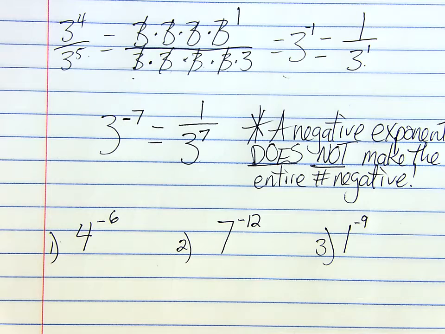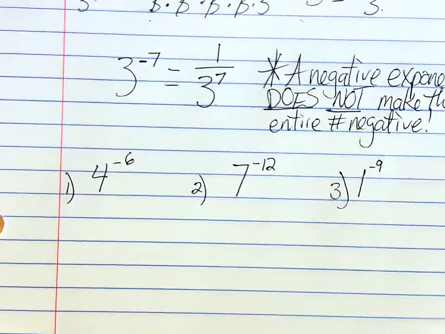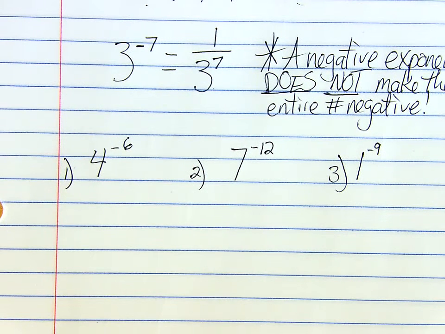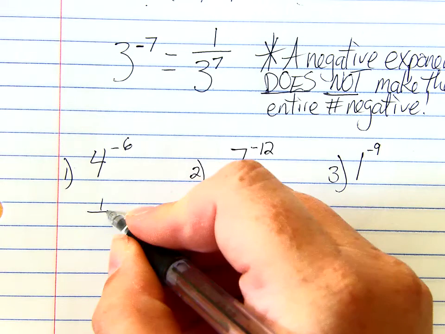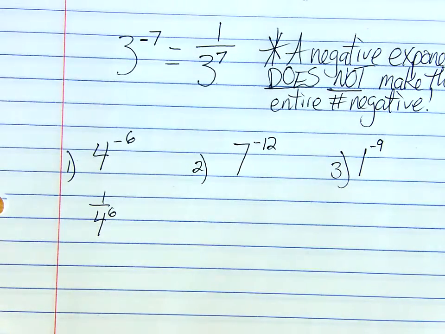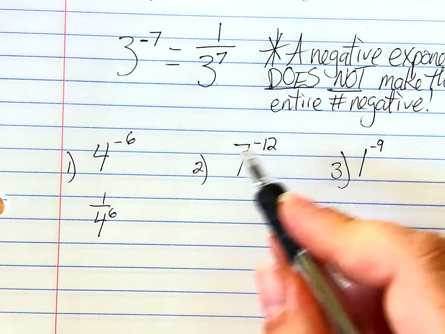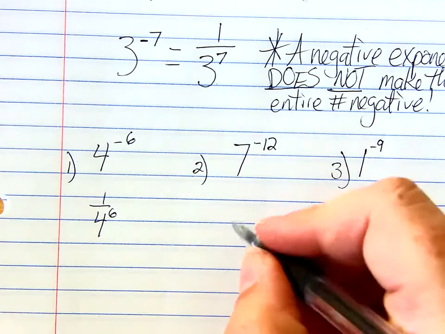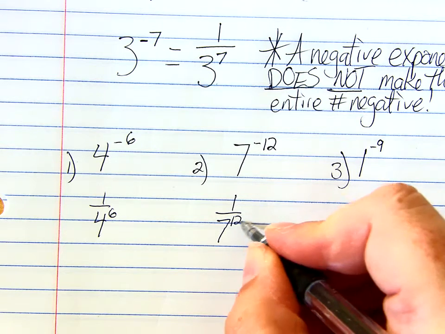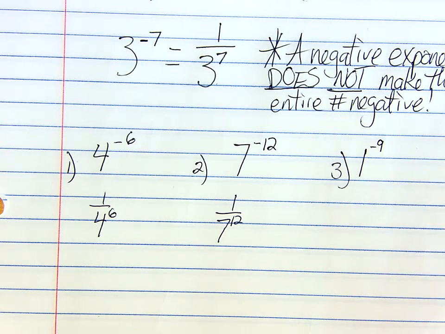Okay, how'd we do with these? All right, so the first one, 4 to the negative 6th, is the same thing as 1 over 4 to the 6th. Notice, nothing is negative. Just because a number has a negative exponent doesn't mean the number itself is negative. The second one, what does this become? 1 over 7 to the 12th, perfect. And what about the third one?